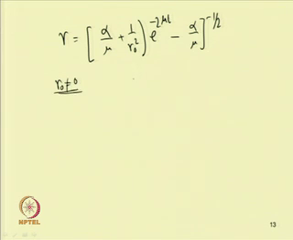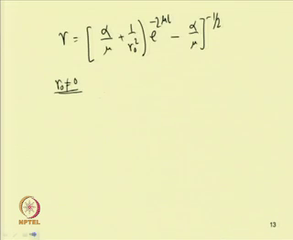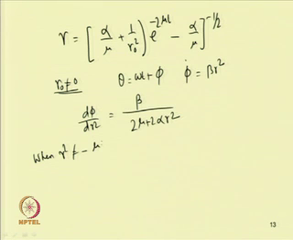So, at t equal to 0, from this equation we can write theta equal to omega t plus phi. So, phi dot equal to beta r square. Then we can write d phi by d r square equal to beta by 2 mu plus 2 alpha r square, when r square is not equal to minus mu by alpha. So, this equation we obtain.